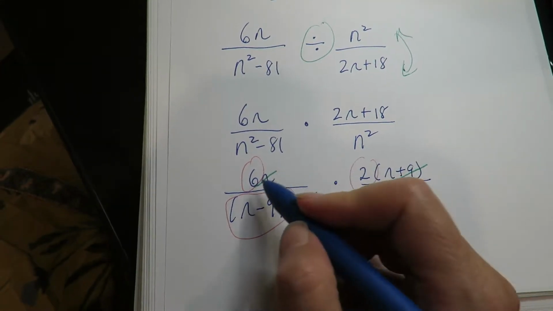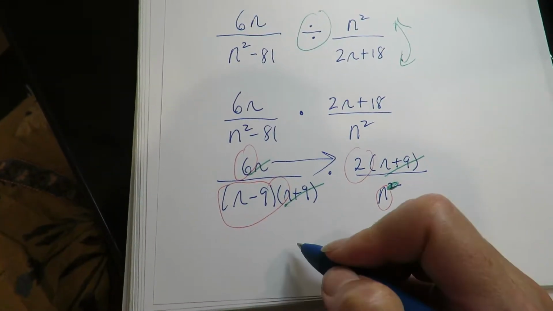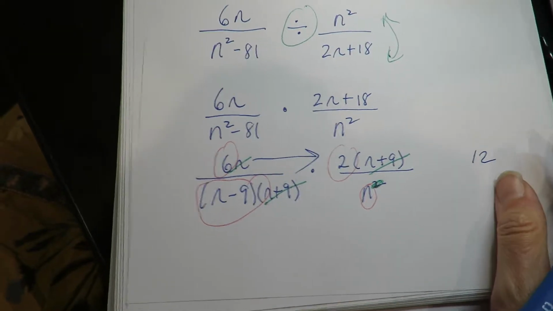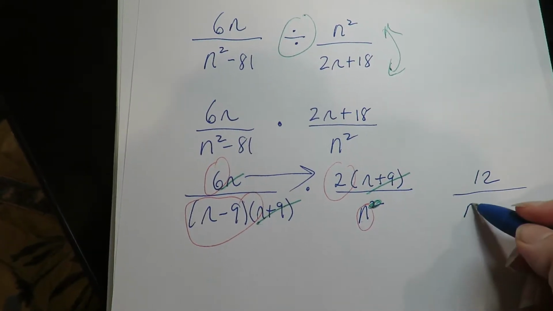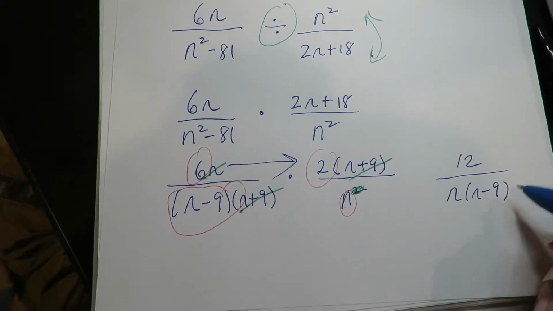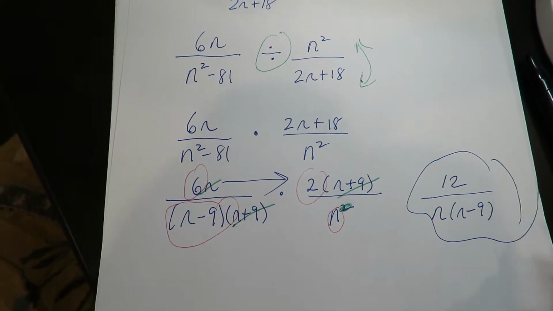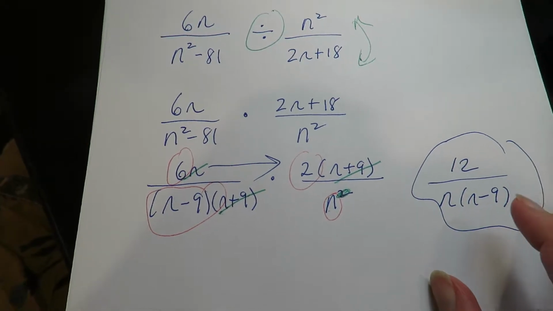All right, 6 times 2, so now you multiply across. 6 times 2 is 12. And we're left with an n and an n minus 9. Okay, and that's the answer to that one. All right, so let's do one that has more steps to it.